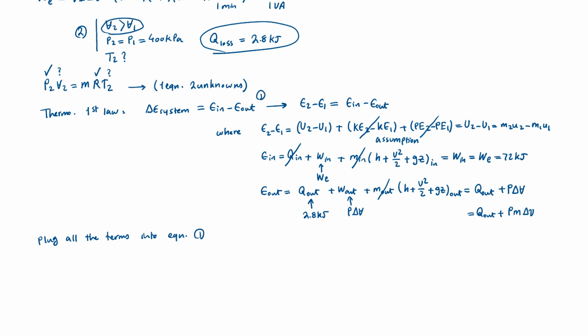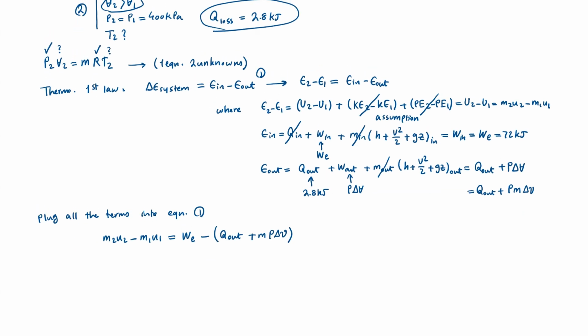So E2 minus E1, M2U2 minus M1U1, is equal to E in, which is W electric, minus E out, which is Q out, plus mass times P times delta V. So I'm going to clean this. I know that based on conservation of mass, there is no mass that gets into the system or gets out of the system. So mass in state 1 is equal to mass in state 2. I'm going to call it just mass.